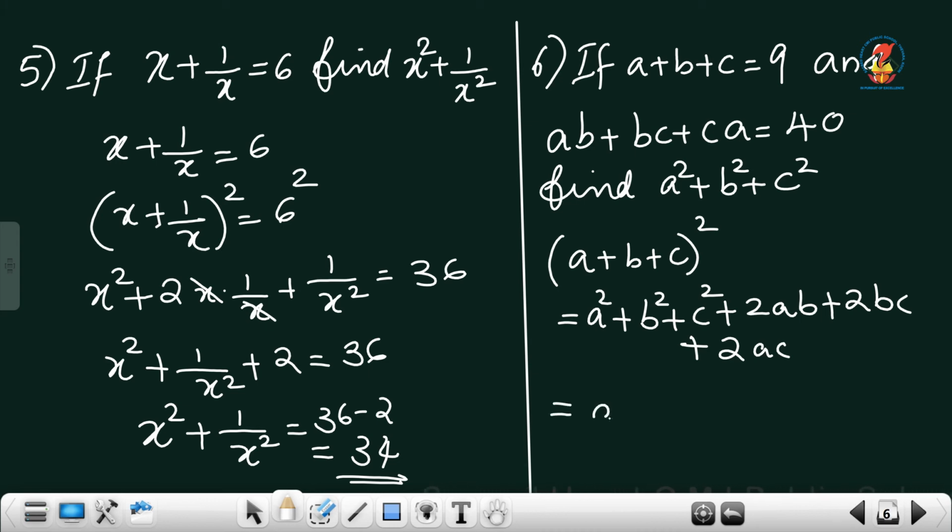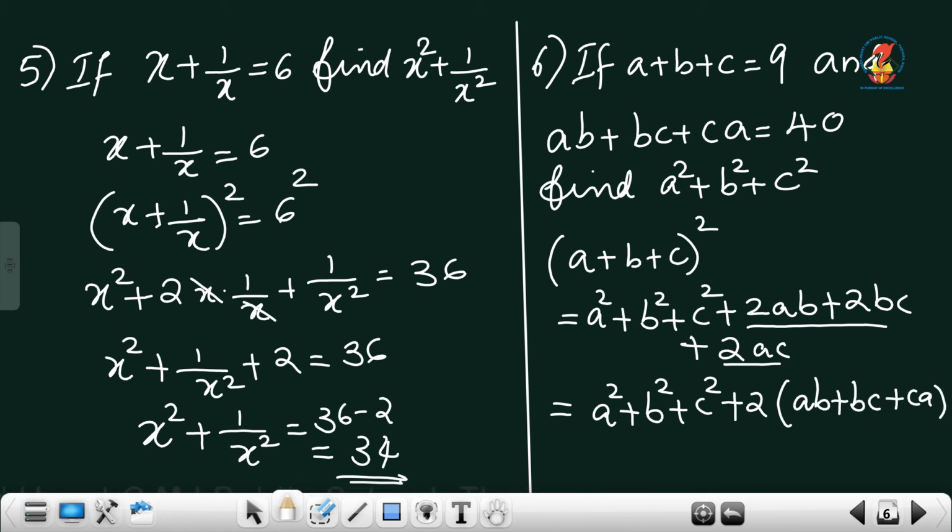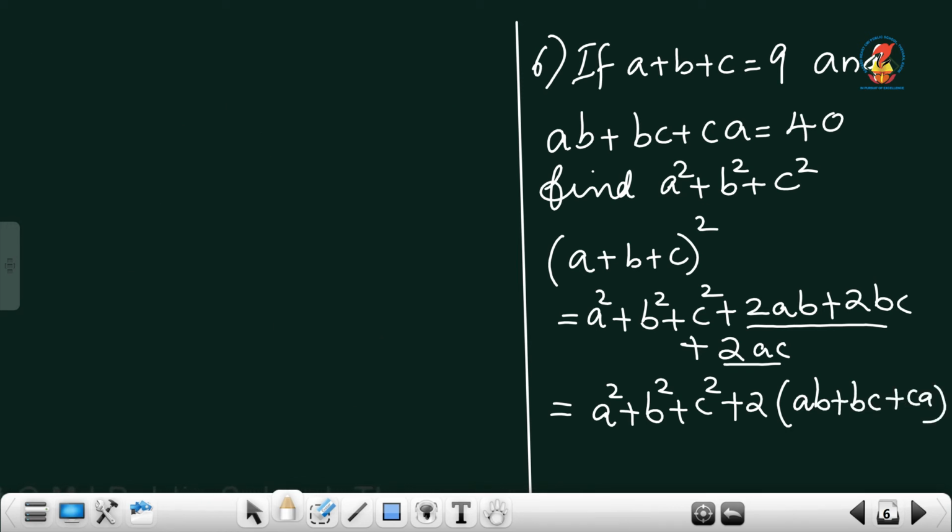From here we can write this as a square plus b square plus c square, and we can take out 2 from this, 2 into ab plus bc plus ca. So, we can substitute the given things. What is given? a plus b plus c is given. So, instead of a plus b plus c, we can write 9.